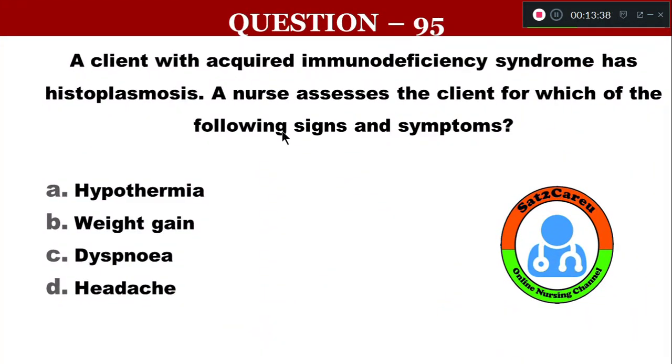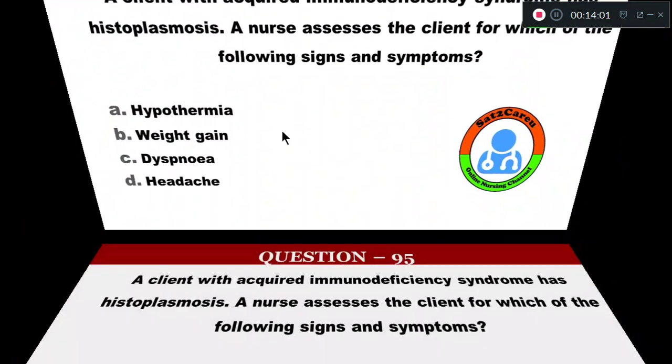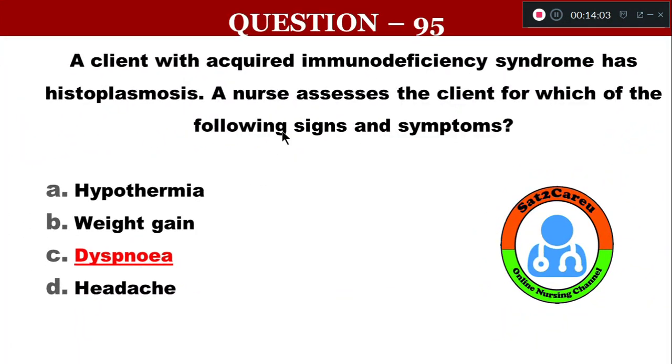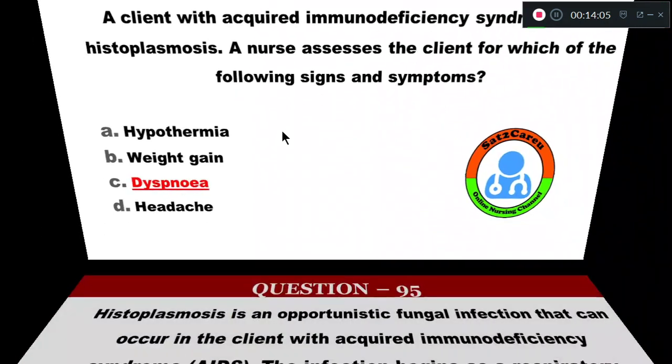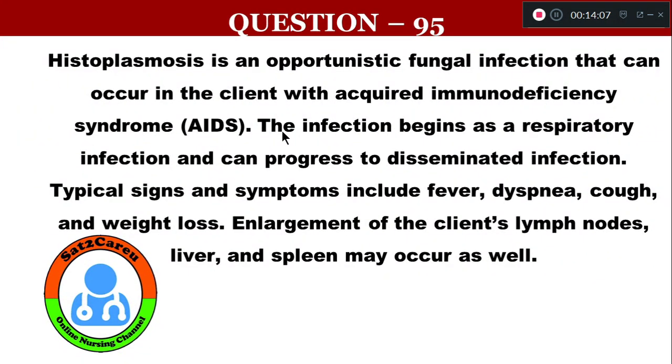Now the question number 95. A client with acquired immunodeficiency syndrome has histoplasmosis. A nurse assesses the client for which of the following signs and symptoms. Option A, hypothermia. B, weight gain. C, dyspnea. D, headache. So here in histoplasmosis, the sign and symptom which the nurse can notice is dyspnea. That is the important sign and symptom we should anticipate.